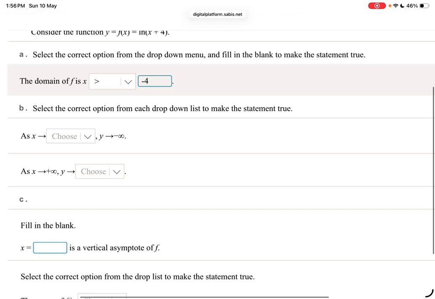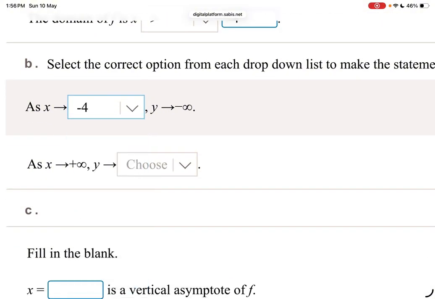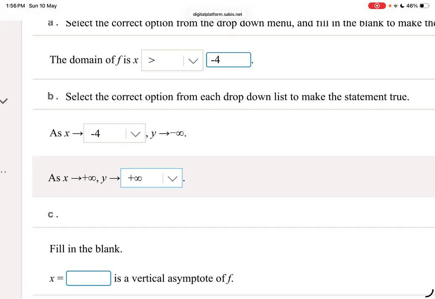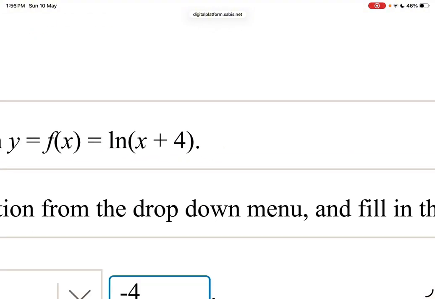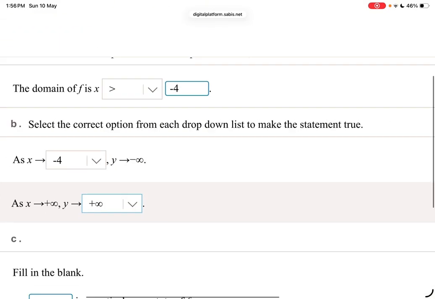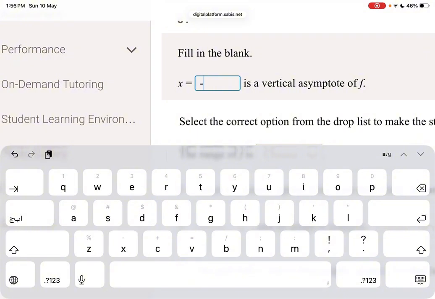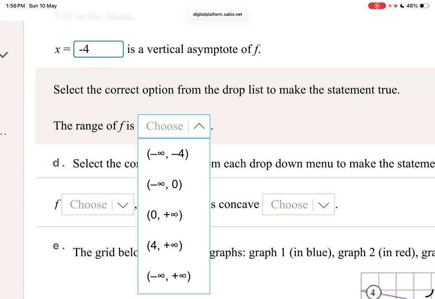And as x approaches minus 4, y will be negative infinity, of course. And for x positive infinity, y will also be positive infinity. Why? Because you replace positive infinity, so ln of x is positive, so positive infinity plus 4 is also another positive infinity. And the vertical asymptote is minus 4, as we found because you put it equal to 0. And the range is, of course, minus infinity to positive infinity.